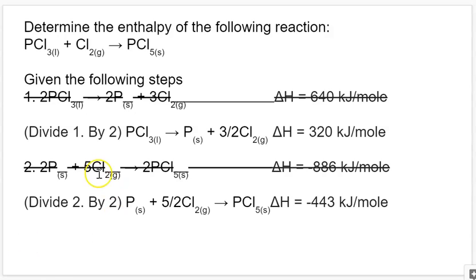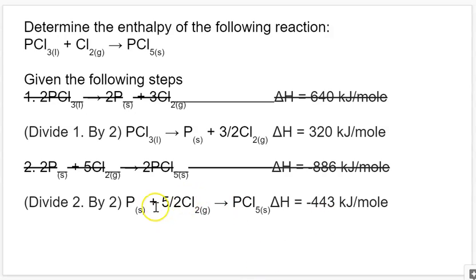And I'm going to end up with PCl3 making 1 phosphorus plus 3 halves chlorine. And I can then divide the enthalpy value by 2. And then for the second equation, I'm going to have pure phosphorus plus 5 halves chlorine, making PCl5. So now these are in the right amounts. This was also divided by 2. And the fractions might be a little bit confusing here.